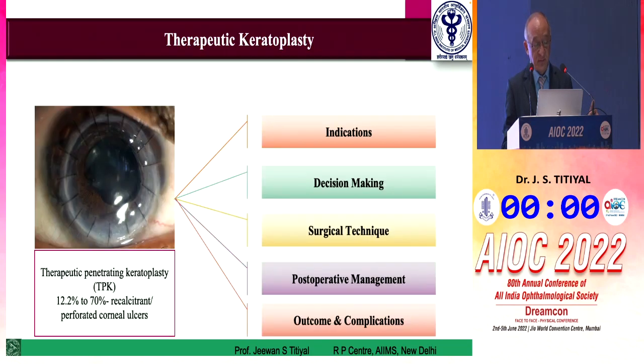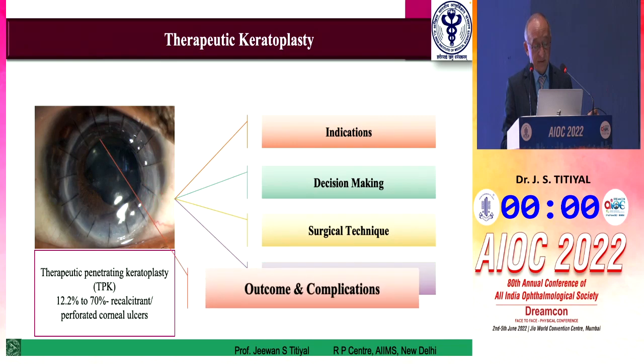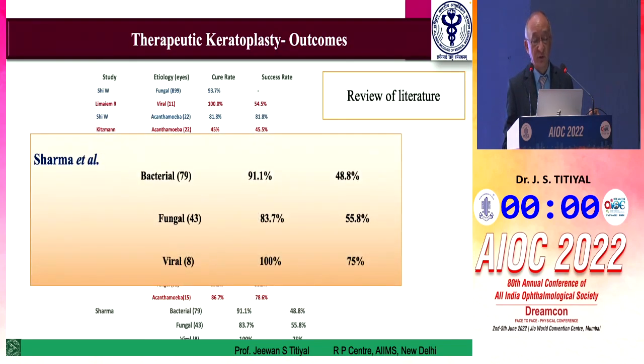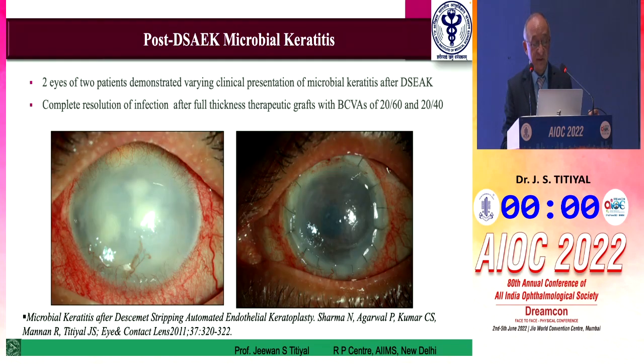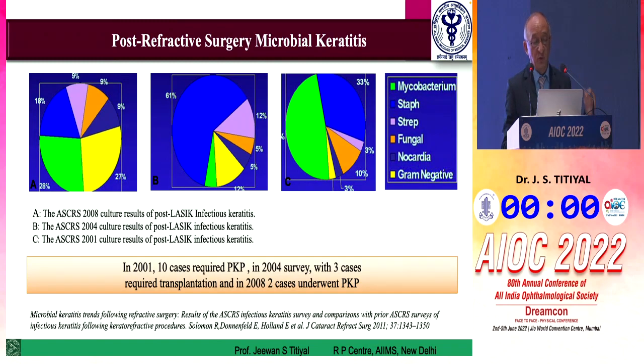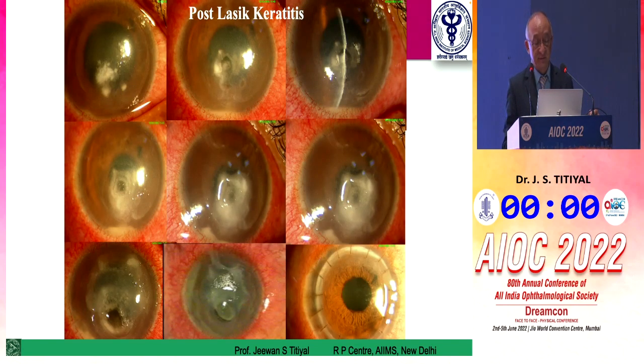You require all sorts of topical medications also. Success-wise, most cases do very well. If you have a bacterial infection, success is almost 100%. Same for a viral. Fungal, yes, slightly less in all these cases. Infection in a lamellar graft, like a DSEK, DMEK, is difficult to treat. Same holds true for post-refractive surgery infections.